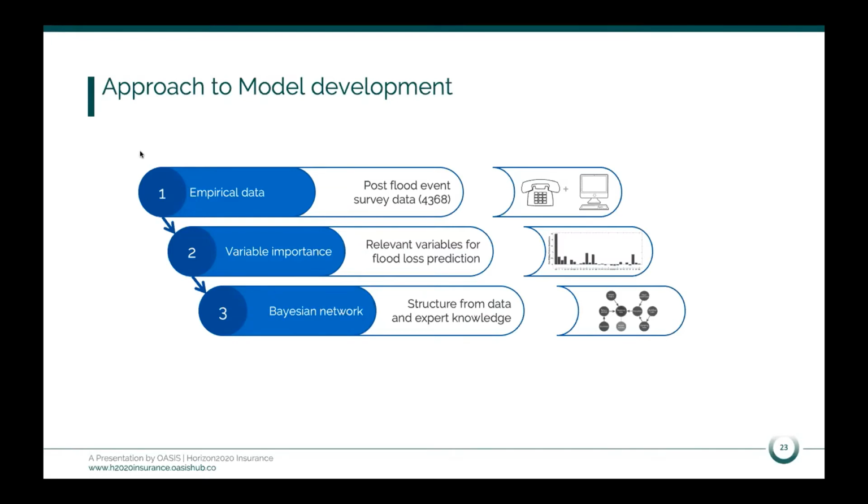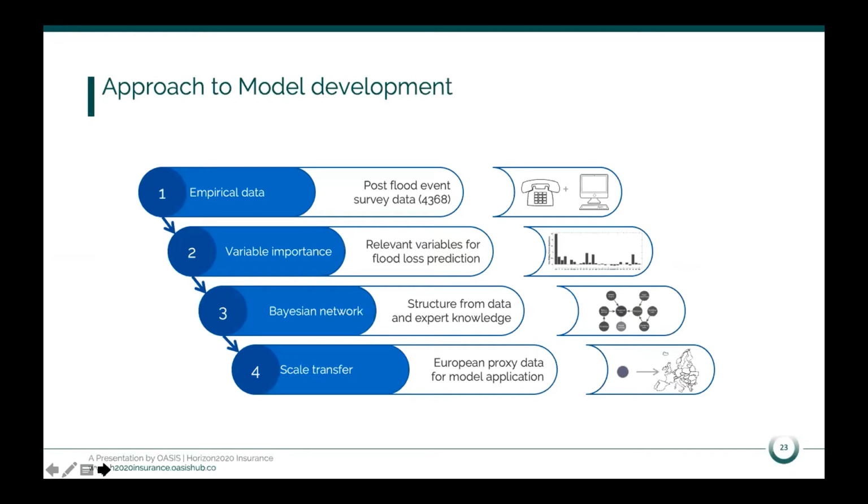In this project, we have been working on a modeling approach that is based on Bayesian networks. Bayesian networks is a probabilistic approach that allows you to describe the structure of different variables, how they interact, and allows you to infer the predicted variable, which is relative loss.